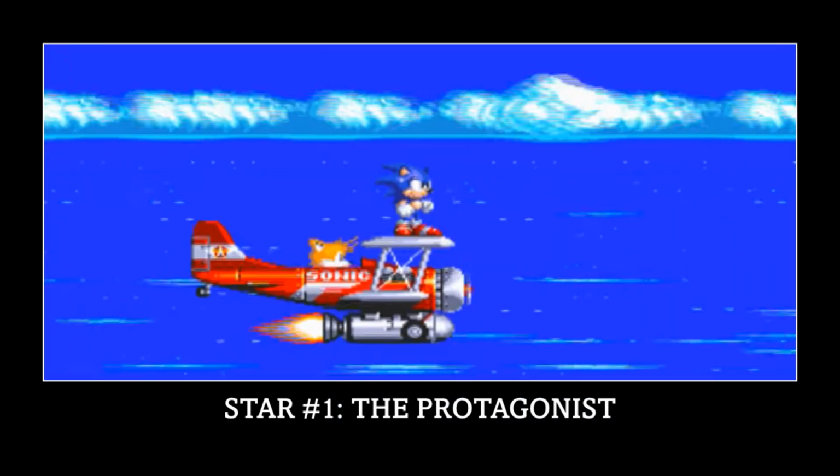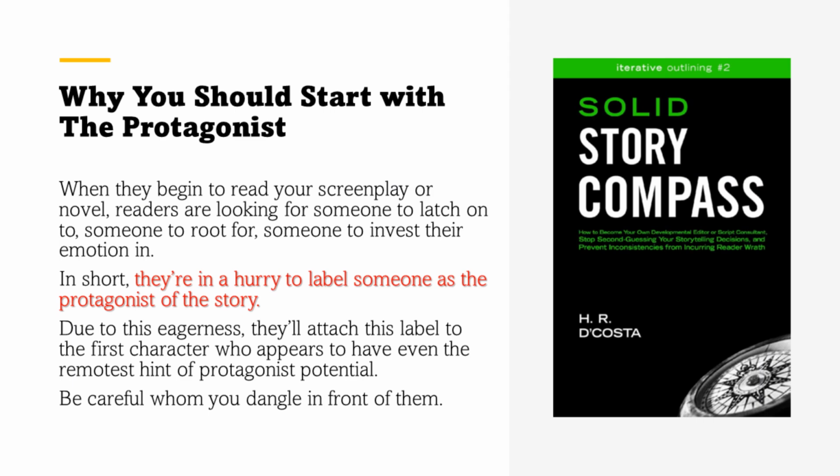Of these 3, the best place to start is typically the protagonist. The reason why is simple. Audiences are in a hurry to label someone as the protagonist. Think of the audience like a baby who imprints on whoever they see first. Furthermore, this protagonist is the most important piece in the puzzle of getting things rolling.